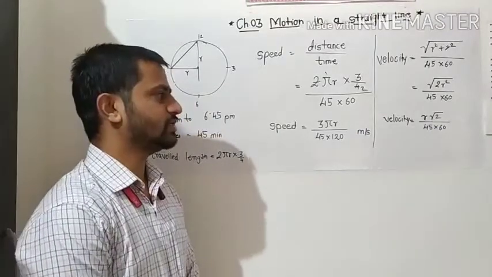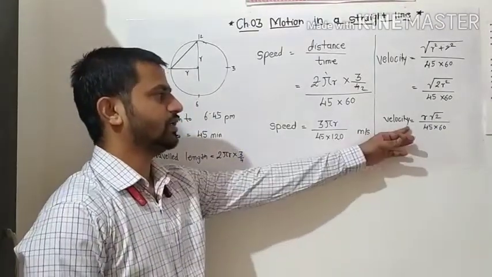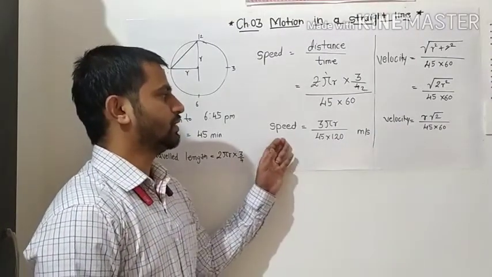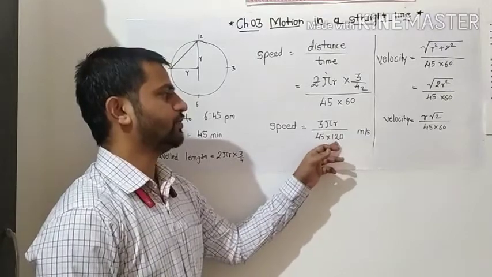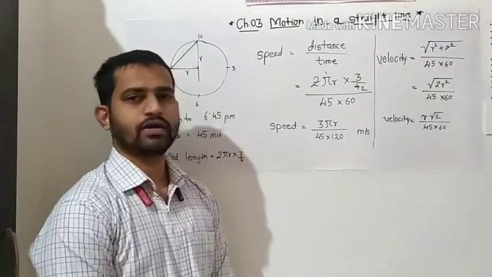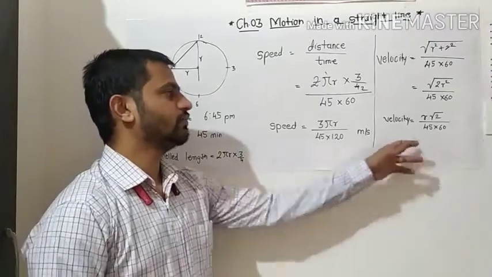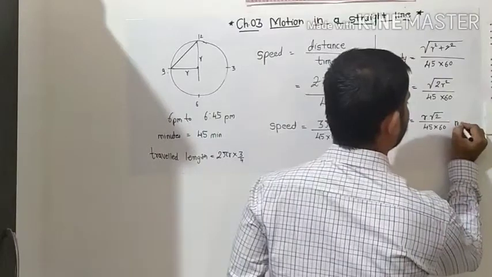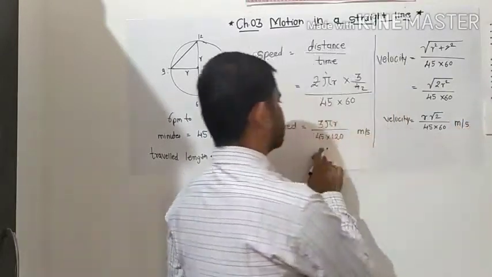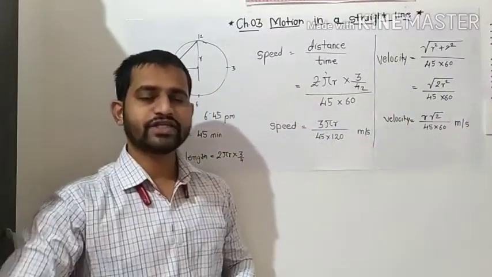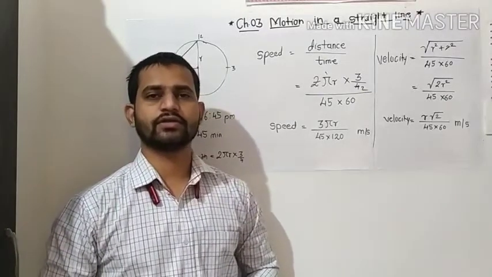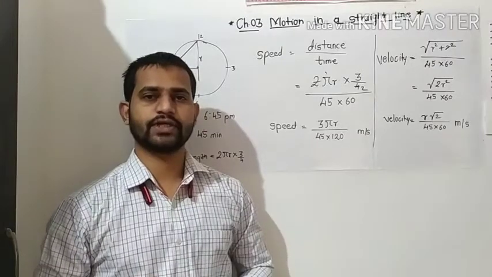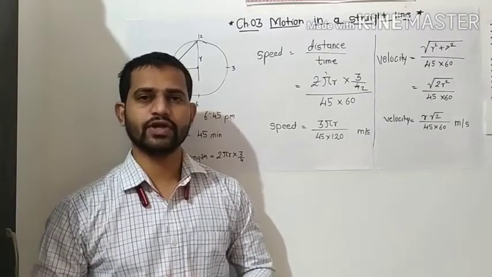The velocity is less than the speed because here, if we consider, it is 3 pi r upon 45 into 120, but here it is r into under root 2 upon 45 into 60. So it will be in meter per second. So this value will automatically come out less than this speed, and our differentiation point will get covered there: the value of the speed is always greater than or equal to the velocity. Okay, it is always greater than or equal to the velocity.